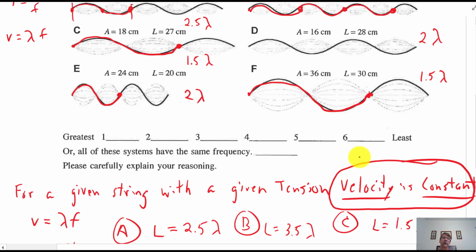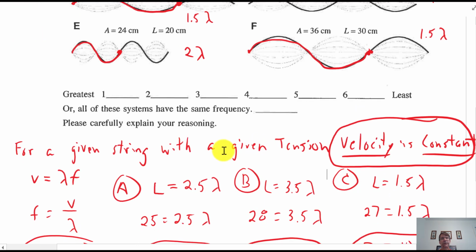Because all these strings, it tells you in the paragraph above that they all have the same tightness. If you tighten up a string, the velocity becomes greater, and that's how you change the frequency of a string, by changing how tight it is and changing the velocity. But all of these strings have the same tightness, and they're the same strings. Fatter strings have a different velocity as well. Like on a guitar, there's a thin string. Same thing in a piano. The strings get bigger and fatter, or longer and shorter, to change the velocity and change the frequency that's given off.